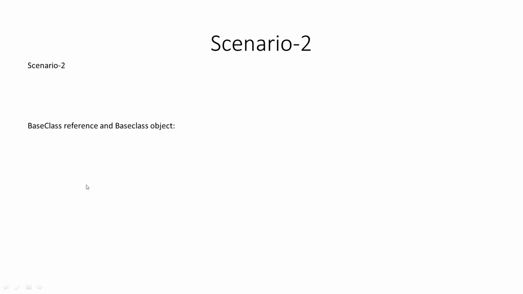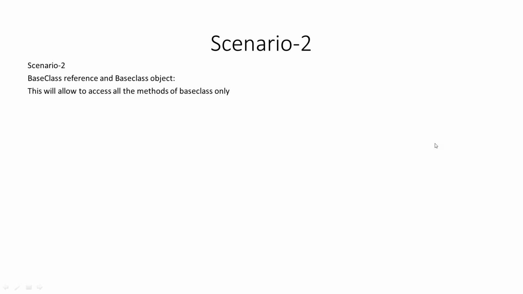Go for scenario 2. In scenario 2, the base class reference and the base class object. What do you mean by base class reference and base class object? Let me show you that. This will allow access to all the methods of the base class only. I think you understand this. If you create only a base class object, it takes only base class methods.